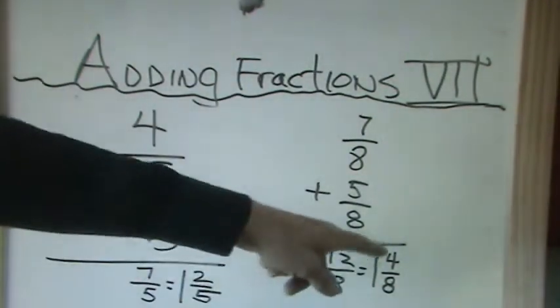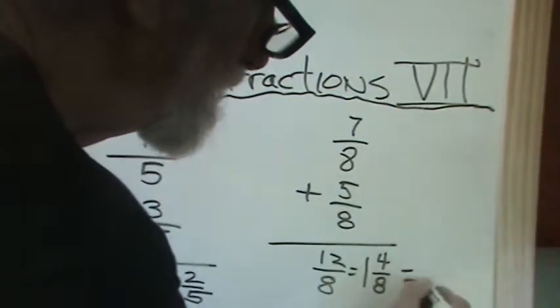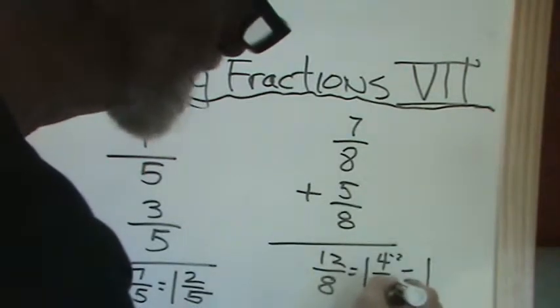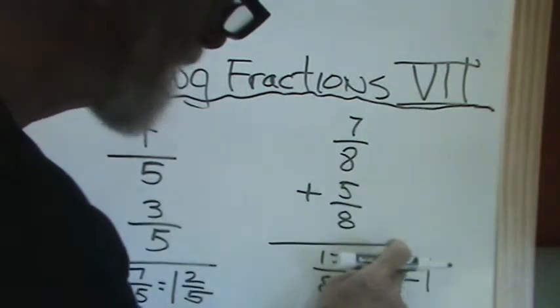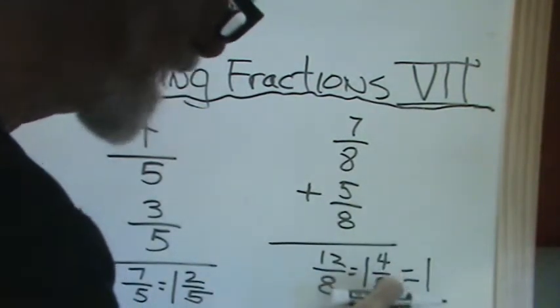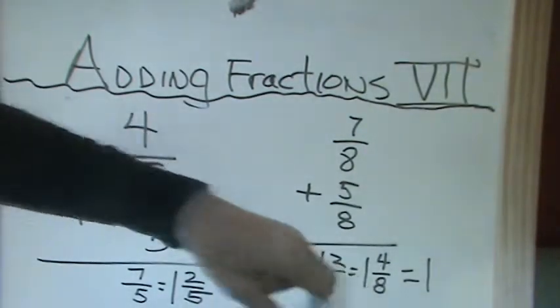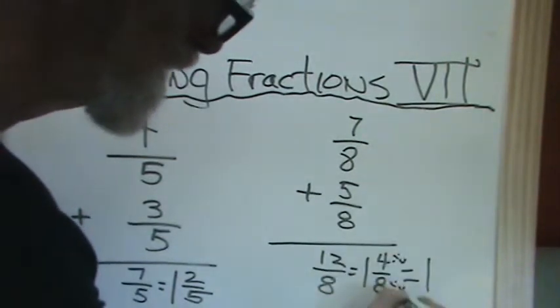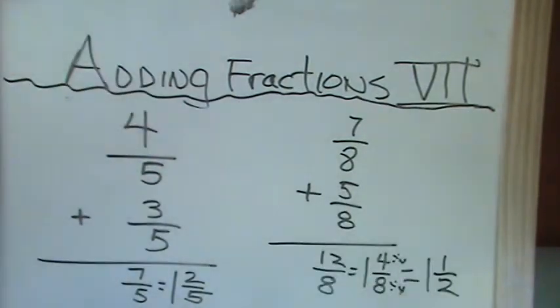But this is not in its lowest name. Now I know I can divide by 2. 2 goes into 4. I could divide by 2, but I want the biggest number. 4 goes into 4, and 4 will go into 8. So I divide by 4, and divide by 4. 4 goes into 4 one time, 4 goes into 8 2 times.